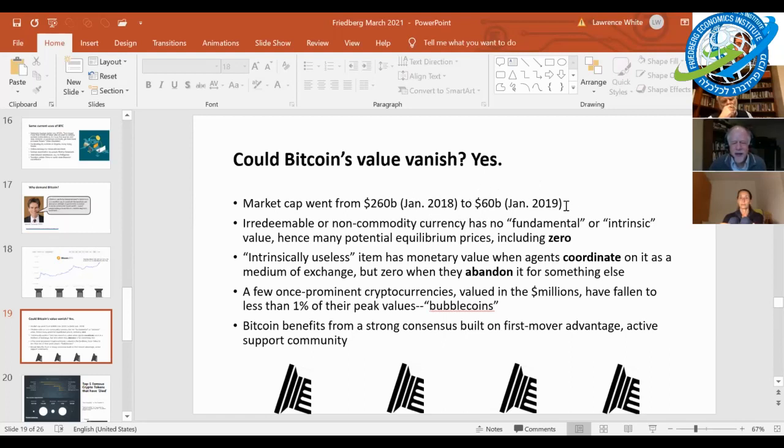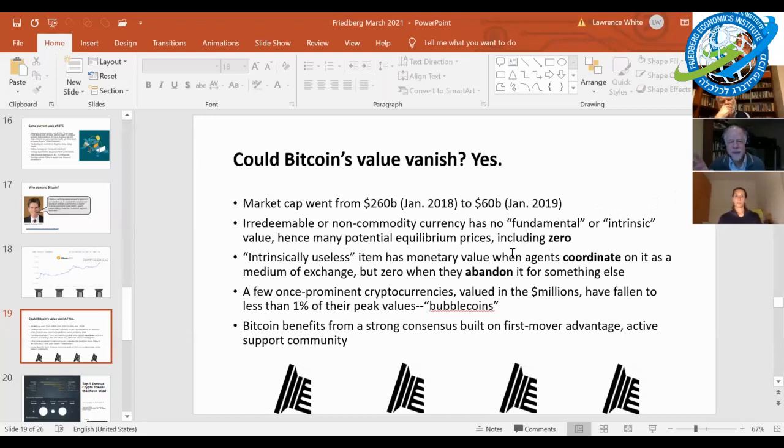But unlike a share of stock, which has a fundamental value based on the earning potential of the collection of assets, the firm that your share gives you 1/10 of the ownership of, Bitcoin doesn't have any fundamental value in the finance theory sense. It doesn't generate any cash flow like a bond does. It's not redeemable for anything. It doesn't give you ownership over any real assets. And so in theory, there are many potential equilibrium prices, including zero. And I'll show you in a second that that's happened to some other cryptocurrencies.